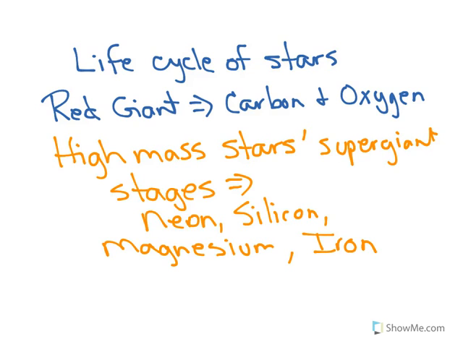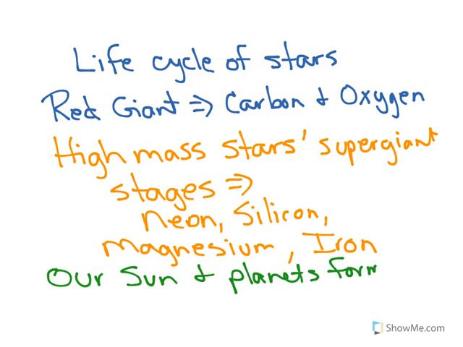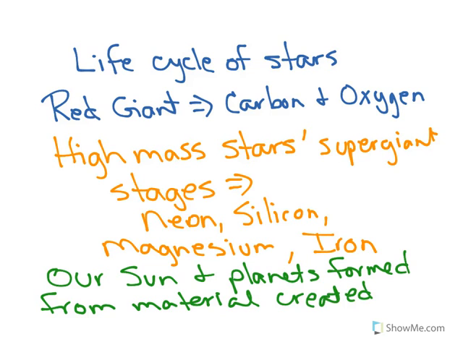So all of these things are telling us that our sun and planets formed from material created by high mass stars. And really everything found on the Earth is a result of the explosion, the final death throes of a high mass star that then threw this material out into space, and then it got recycled in the formation of our own solar system, our sun, the planets, and even us. We are made out of the materials that formed in a high mass star.